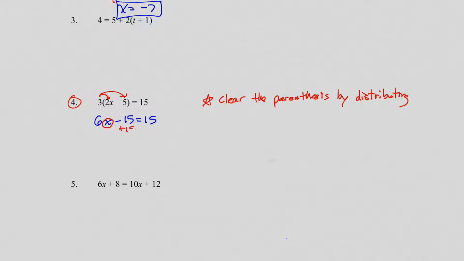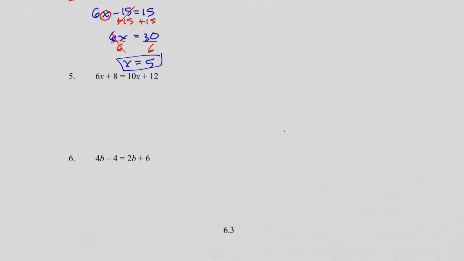So we're going to add 15 to both sides. That's going to give us 30. And we divide both sides by 6. And that's going to give us 5. Okay? But the main thing we did here was get those parentheses out of our scenario. Okay, let's take a look at number 6.